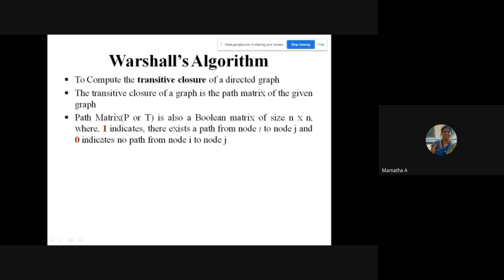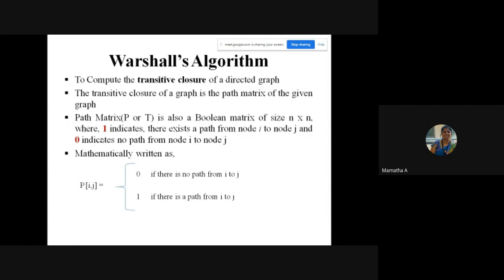Mathematically, if I have to write the definition of the path matrix, I can write P of i comma j equal to either 0 or 1. 0 means there is no path from i to j. 1 means there is a path from i to j.